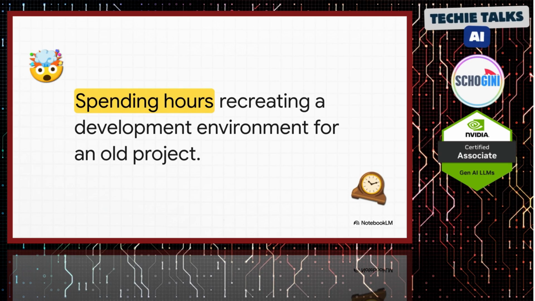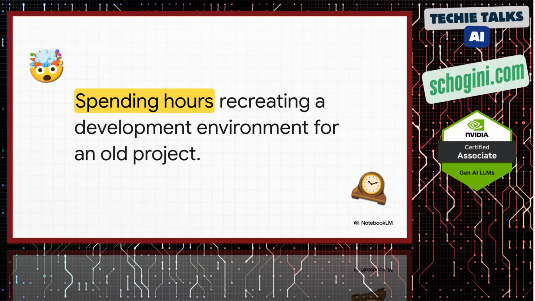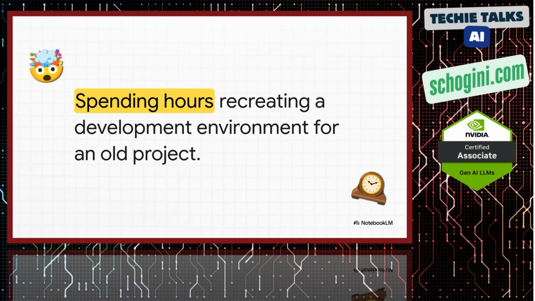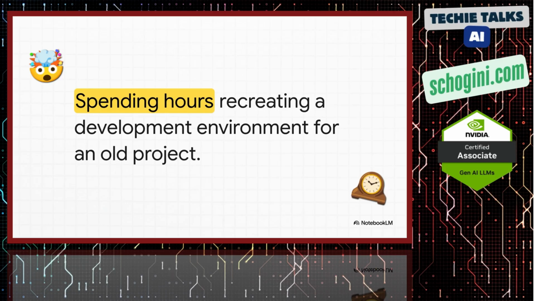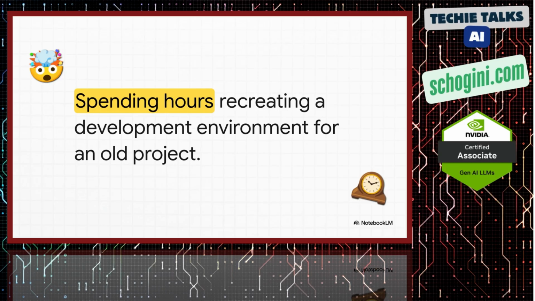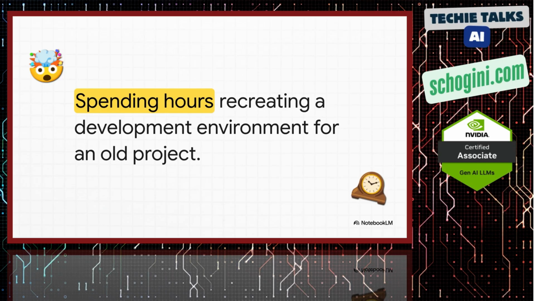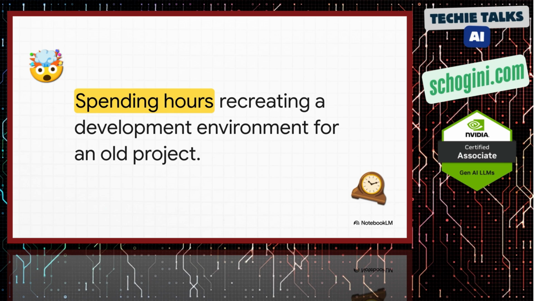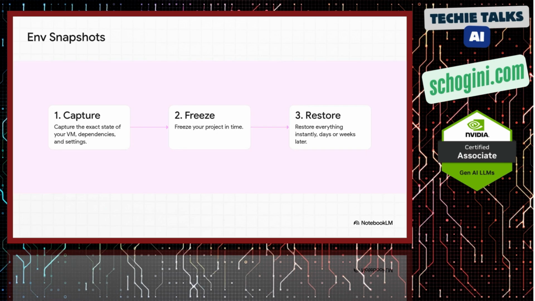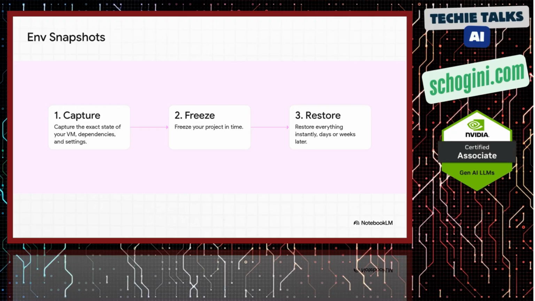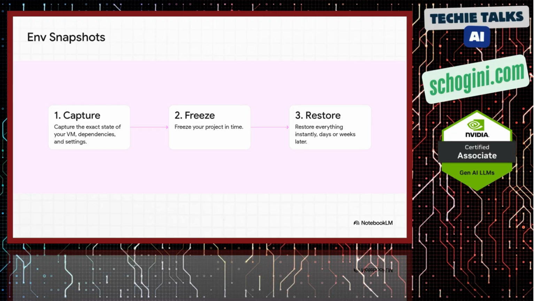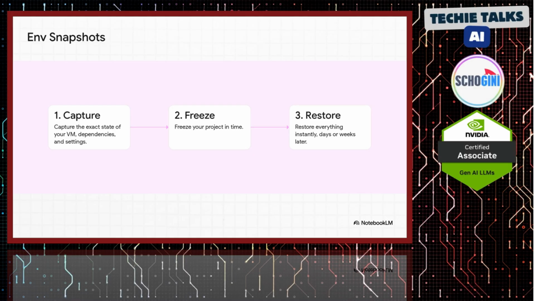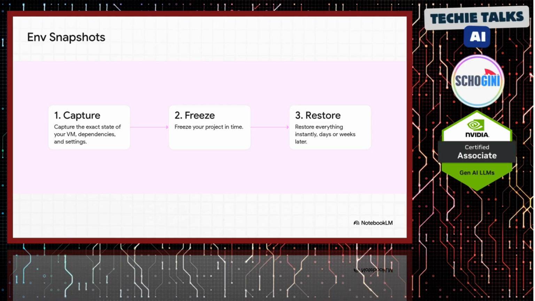All right, on to the next headache. We've all been there, right? You have to jump back into a project you haven't touched for like 6 months. What version of Node was that using? What were all those specific dependencies? Just trying to recreate that setup can kill half your day. The solution for this is something called environment snapshots. And honestly, it feels like a superpower. With just one click, you capture the exact state of the development environment. Every single dependency, every setting, all of it.